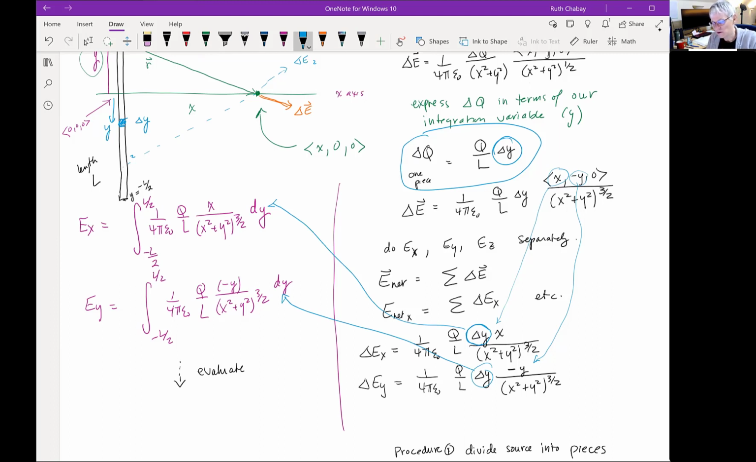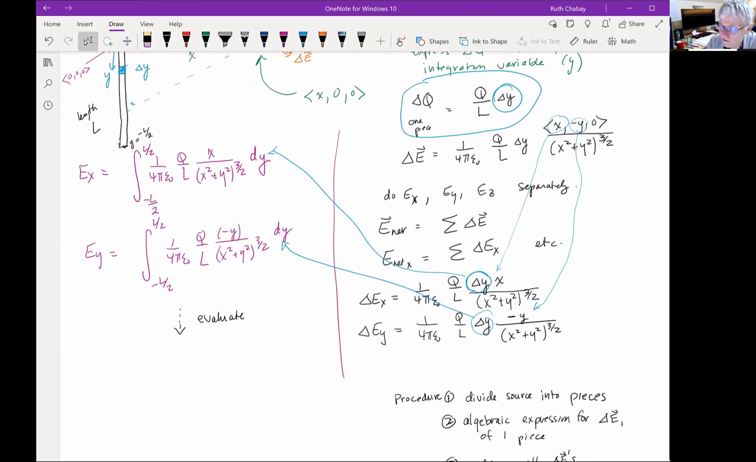Yes, absolutely. When you evaluate the integral, you're going to move all the constants outside. So to actually evaluate the integral, 1 over 4 pi epsilon 0, q and l are all constants. They're real constants. They would move outside the integral, and the integral you evaluate is the rest of that stuff.